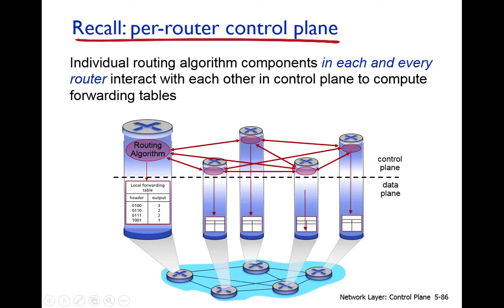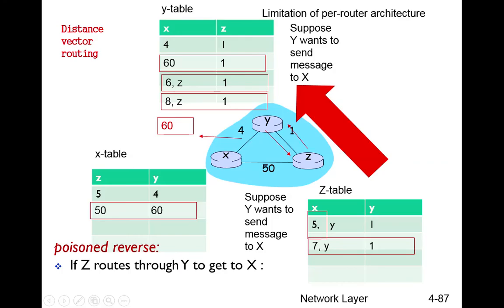So what are the limitations of the per-router architecture? We have already discussed, for example, in the distance vector routing protocol, if the link cost is increased from 4 to 60, it leads to a problem called poisoned reverse, count to infinity. A loop occurs.